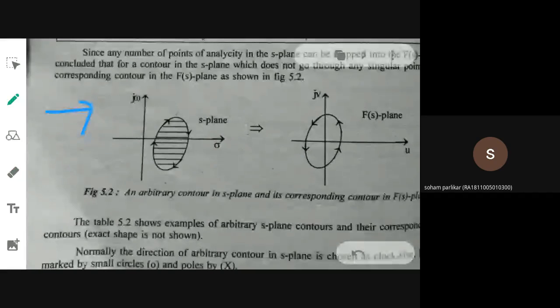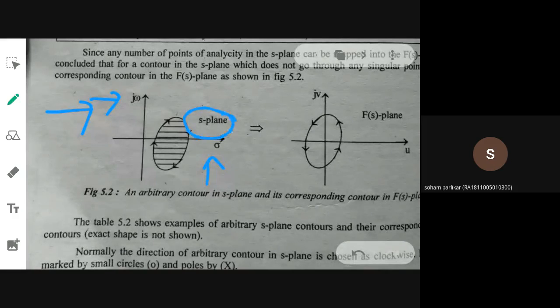This is a plane which is having the two coordinates sigma and j omega. So this plane is called as what plane? What is the name of the plane? It is indicated on the slide itself. Sigma and j omega, the coordinates. What is the name of the plane? S plane. Okay.